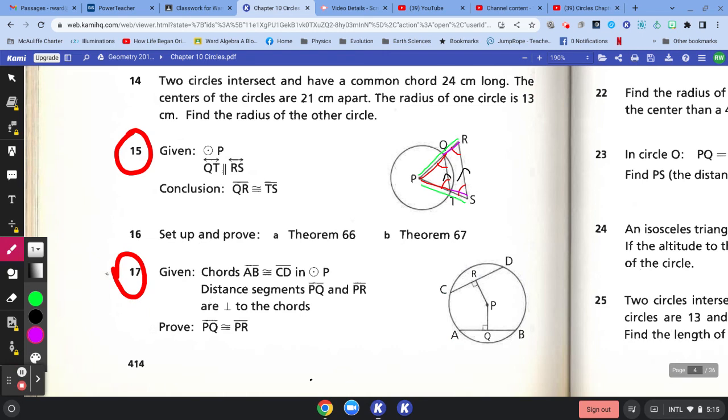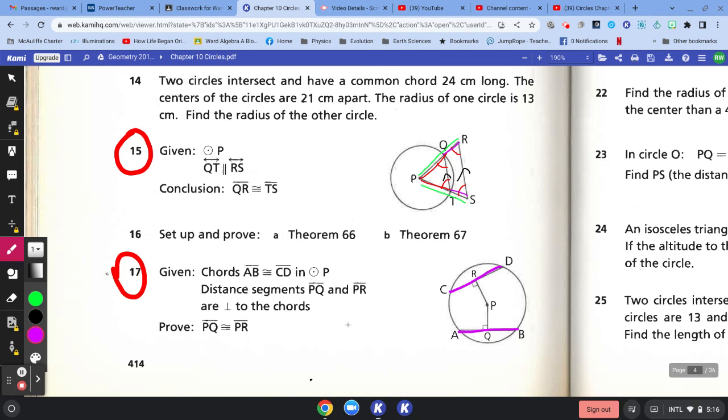Okay, let's take a look at number 17. We have chords AB and CD that are congruent in circle P, and circle P means that P is the center. We know that the distance segments, PQ and PR, make right angles. They're perpendicular to those chords. And we need to prove that PQ and PR are congruent. So I would suggest you think about what it means about CD and AB for PQ and PR to be perpendicular to them. What does that tell us about points R and Q? Go ahead and pause the video and see what you can do with this. You might have to draw some lines.